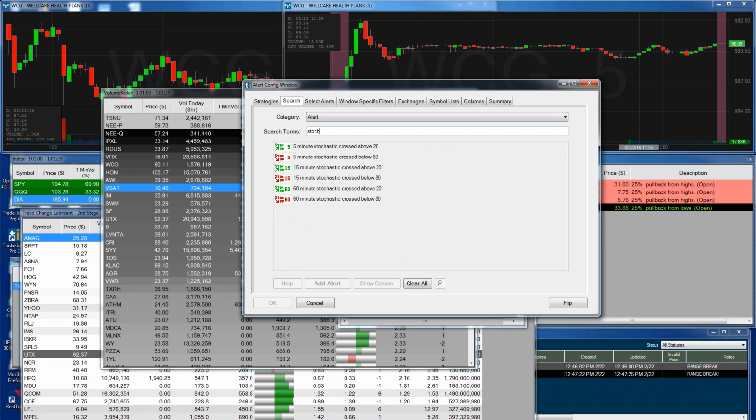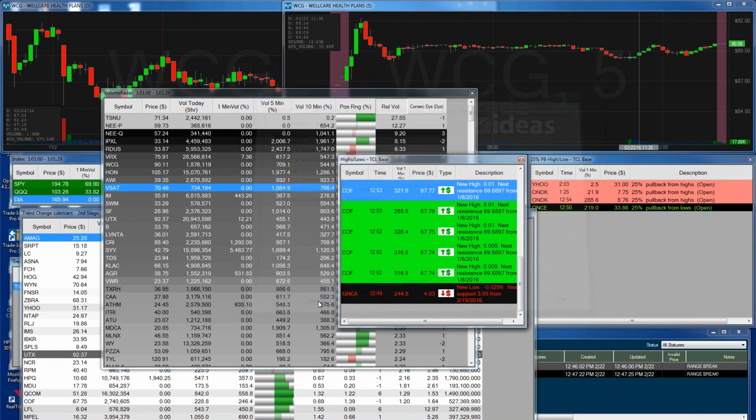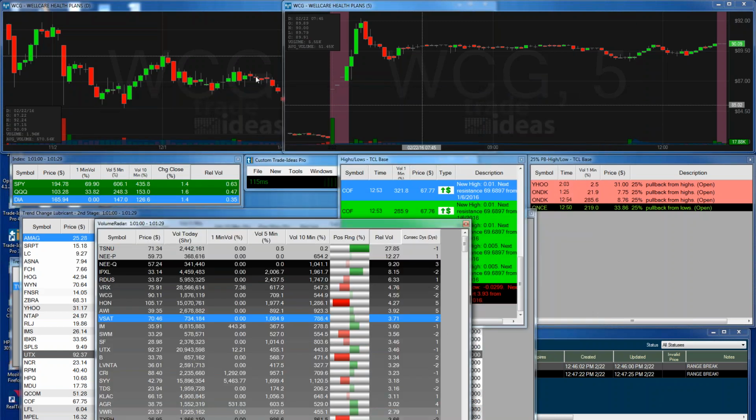Mr. Sazad is asking, how can I change the size of the bars and the charts? I think what you're meaning is using the control key and the mouse wheel. That allows you to zoom in and zoom out.